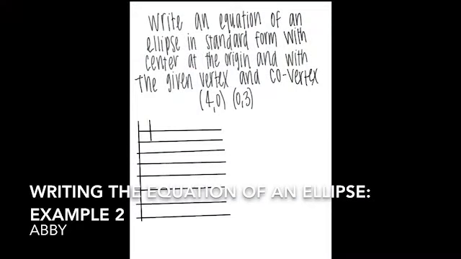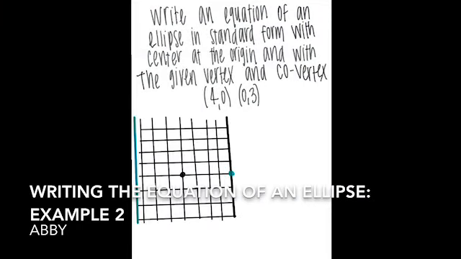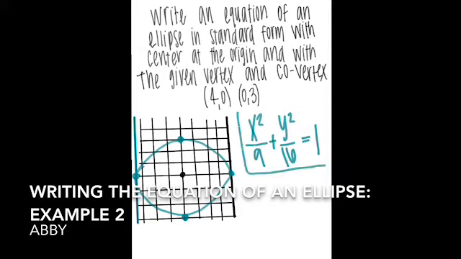An equation of an ellipse in standard form with center at the origin. So our given vertex is 4, 0. So our other vertex will be at -4, 0. And our co-vertex is 0, 3. So our other co-vertex will be at 0, -3. The equation for an ellipse is x squared over b squared plus y squared over a squared equals 1. So now all we're doing is plugging in 3 for b and 4 for a. And then this equation simplifies to x squared over 9 plus y squared over 16 equals 1.